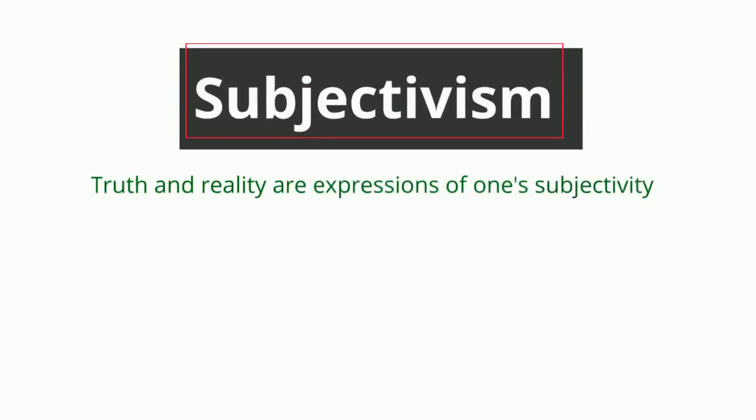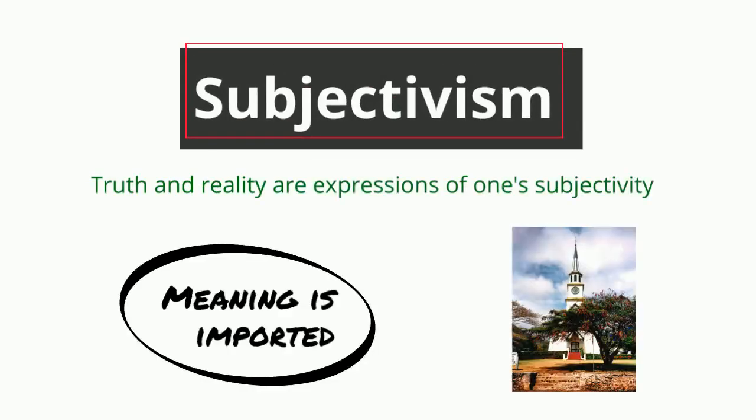Subjectivism is a dominant qualitative epistemology. Interpretations of interactions are open to a subjective process by both the participant and the researcher. Truth and reality are expressions of one's subjectivity. Often, meaning is imported from somewhere else, like religious beliefs.